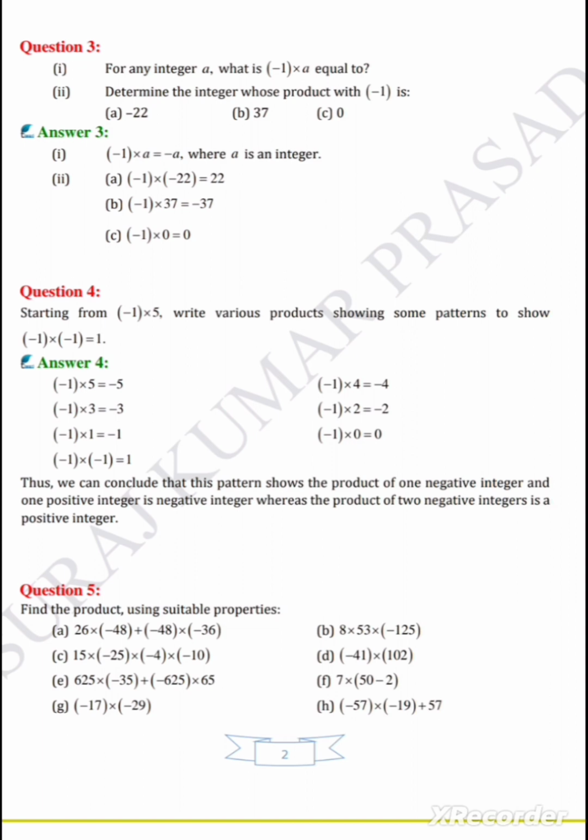And minus 1 into minus 1 is 1. Why? Because here both are negative integers, and minus into minus we get plus. So minus 1 into minus 1 is equal to 1. Thus, we can conclude that this pattern shows the product of one negative integer and one positive integer is a negative integer, whereas the product of two negative integers is a positive integer. As I said, if one integer is negative and the other is positive, then we get minus as the answer, and if both are negative, we get plus as the answer.